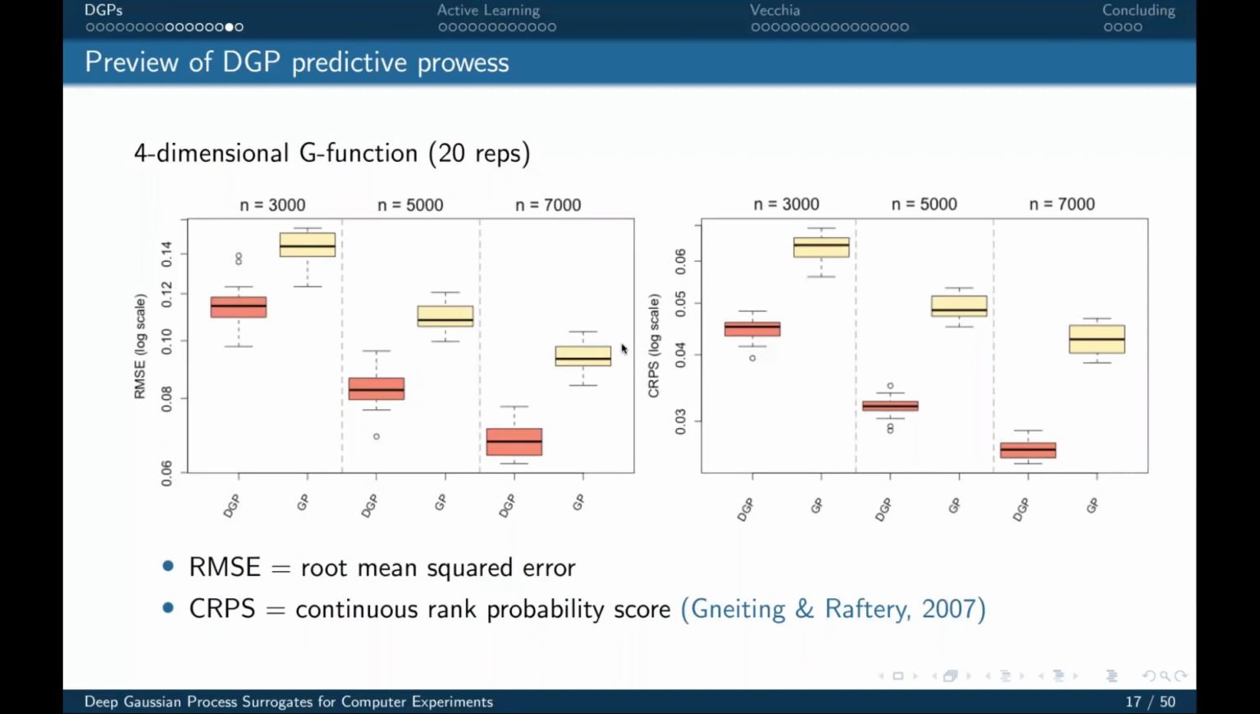Training data sizes of 3,000, 5,000, and 7,000, where I'm looking at RMSE, smaller is better, and I'm looking at continuously ranked probability score. Again, smaller is better. The deep GP for every problem size class is lower than the ordinary GP. It's more accurate and it's better on UQ. The continuously ranked probability score is taking accuracy and uncertainty quantification into account. And it's really good on that.